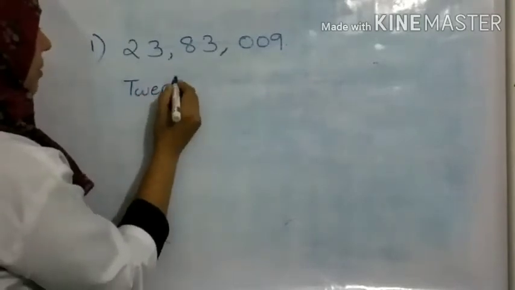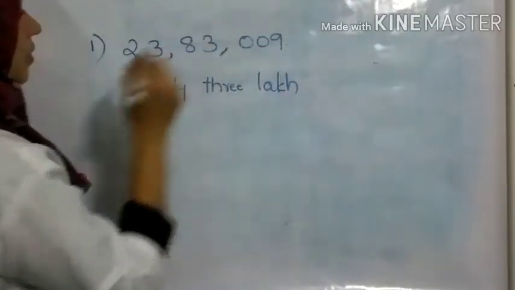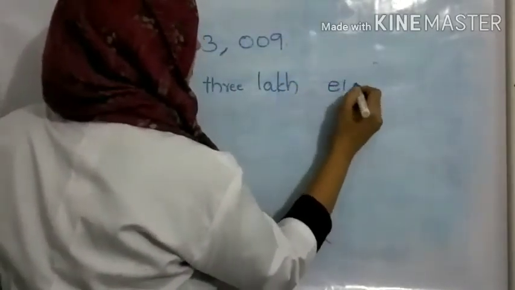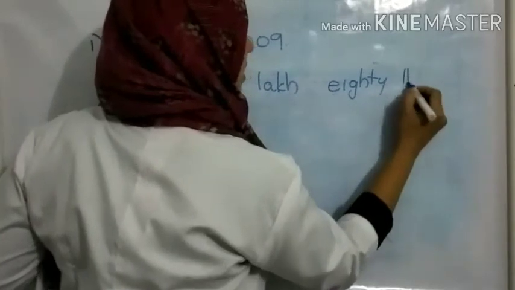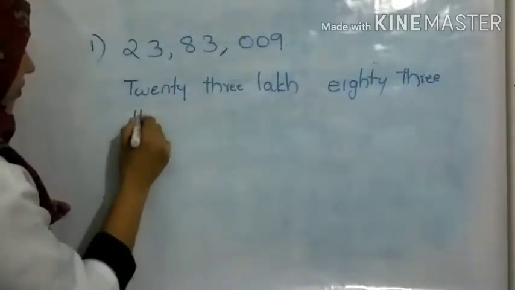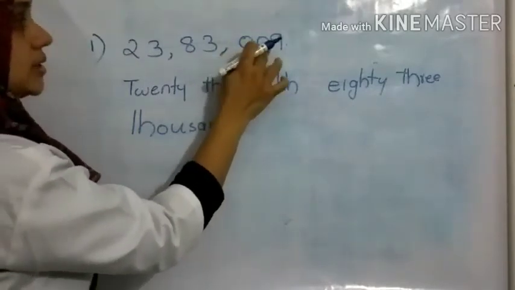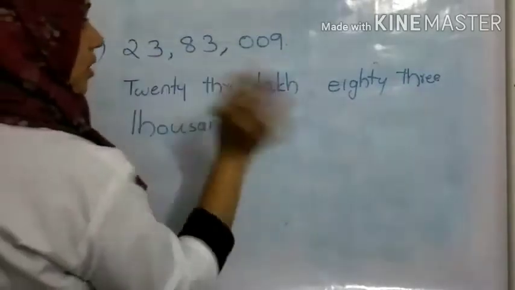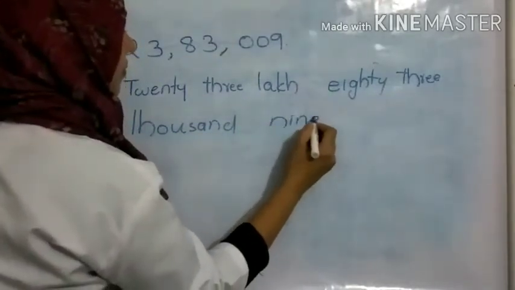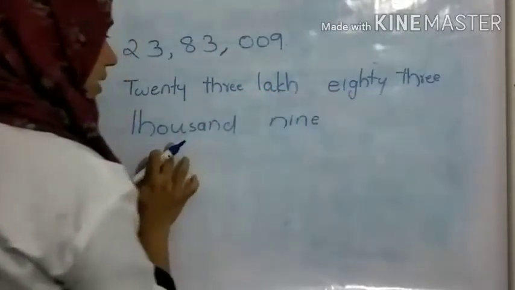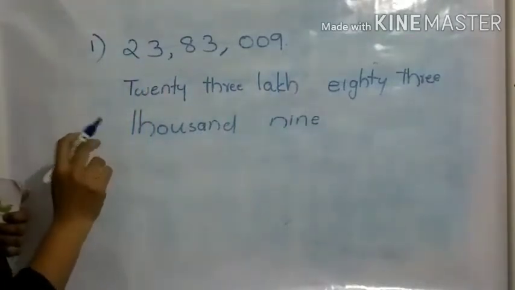Then we can write the number name. 23 lakh. This one is thousand period, that is 80,000, and 3,000, that is 83,000. Here, hundreds place and tens place, no digit. Then, no need of writing, we can write the ones place digit. 23,83,009. This is the number name of this number. Then, did you understand? Write in your notebook.